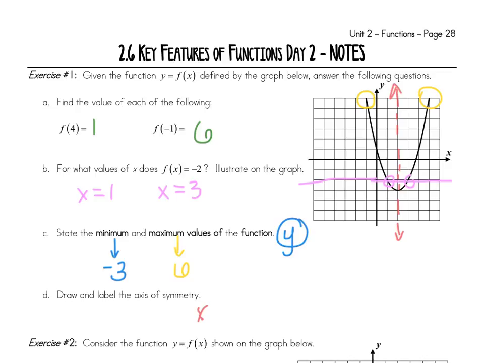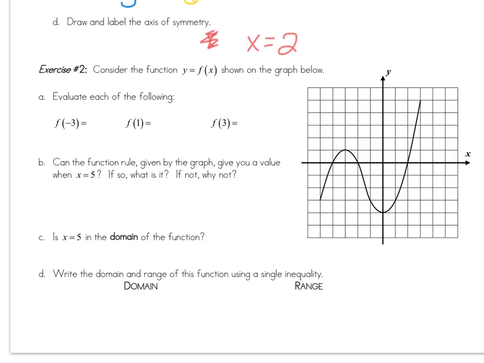So my axis of symmetry is x. I'm just going to scribble that out. That got all messy. X is equal to positive 2. If we look at exercise 2, it's very similar to exercise number 1. So take a minute, pause the video, and answer part A. So here's the answers to A. Notice how you should get 1, negative 3, and 5 respectively.